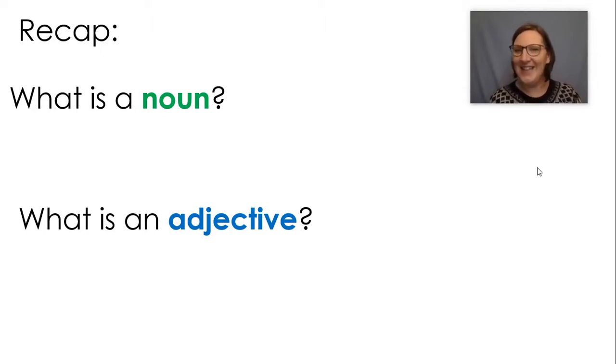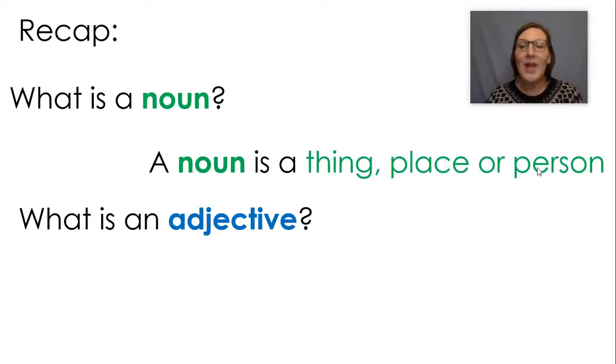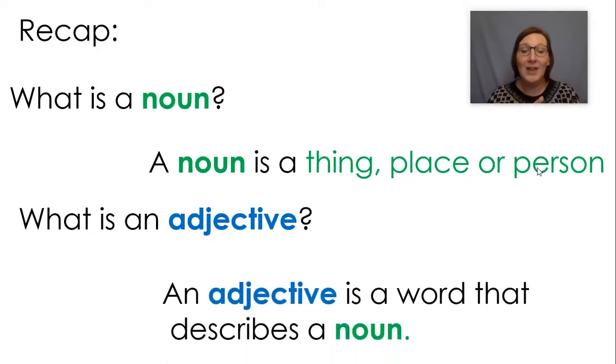Welcome back. Did you decide? I wonder if we have the same answers. So, a noun is a thing, place, or person. Do you remember that from before? And the adjective is a word that describes the noun. Really important. And that's what we're going to be having a look at today.